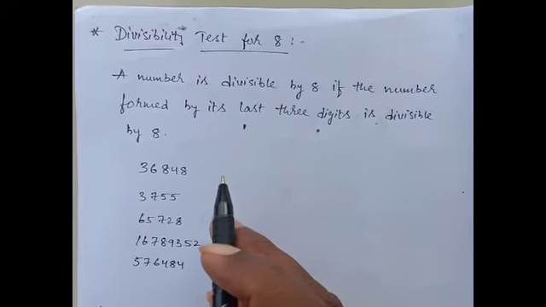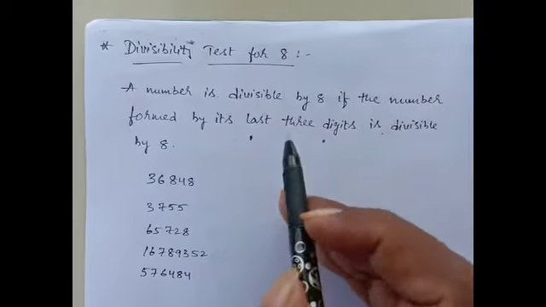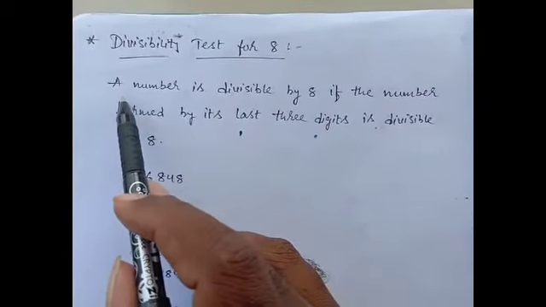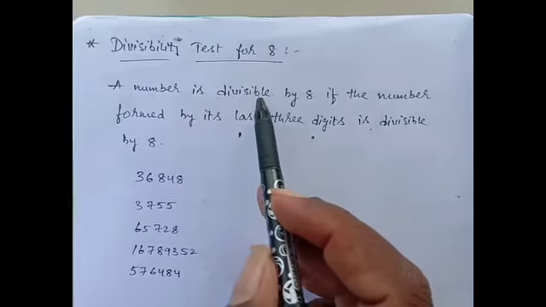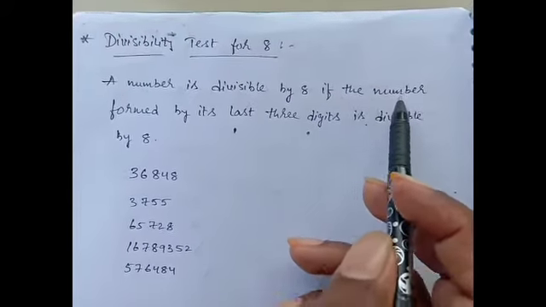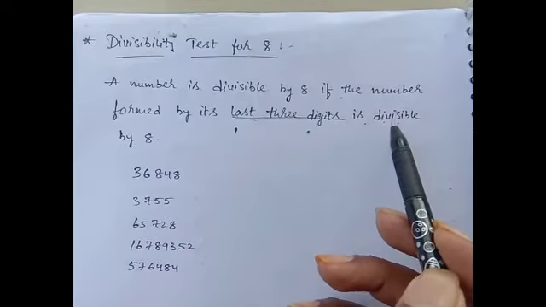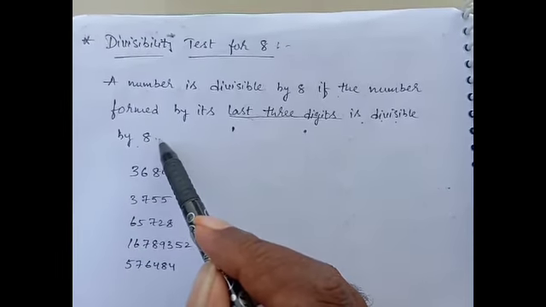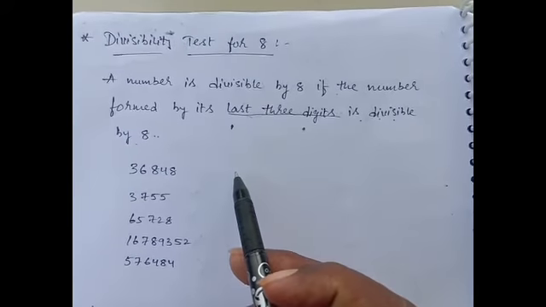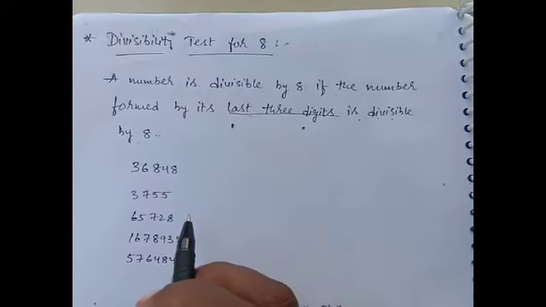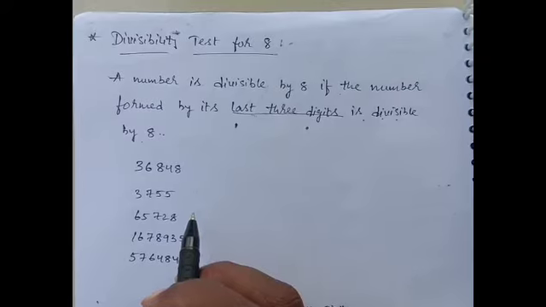Now let's check the divisibility test for the number 8. The rule for the divisibility test of number 8 is, a number is divisible by 8 if the number formed by its last three digits is divisible by 8. Hence here we have to concentrate on the last three digits of the number to know if it is divisible by 8 or not.